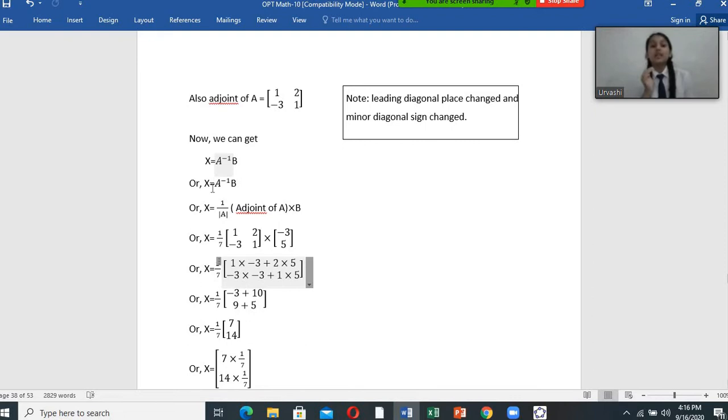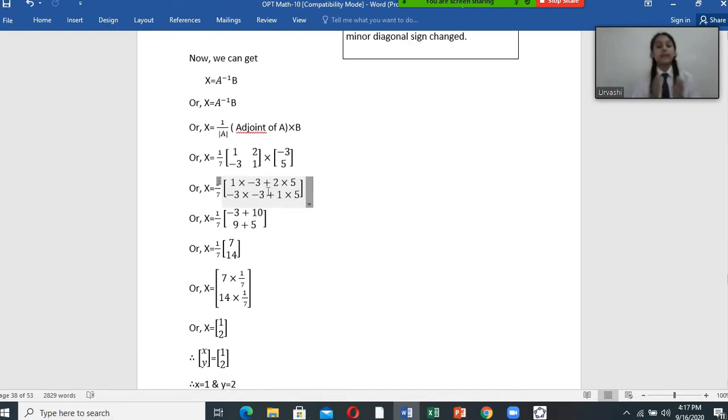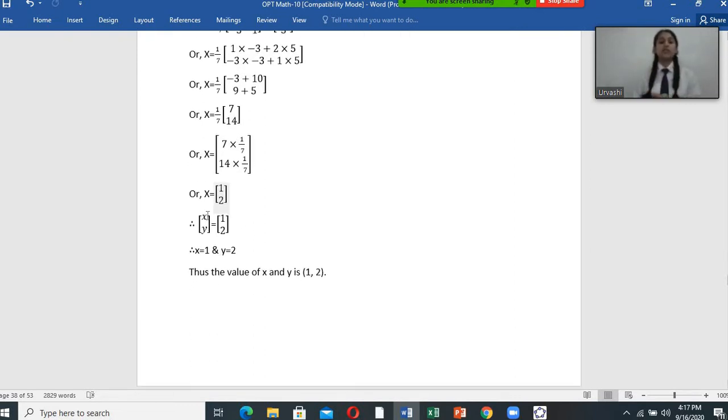Now finally, by the condition X is equal to A inverse B, we have to put in the formula of A inverse. The required formula of A inverse is 1 by determinant of A into adjoint of A, into B. Now, by putting in the values of the determinant, adjoint of A and B, we get 1 by 7, the matrix A and matrix B. Now we have to multiply the adjoint of A with B, where we multiply the first row with the first column and the second row with the second column. After simplifying it, finally we get the required value of x and y as 1 and 2.